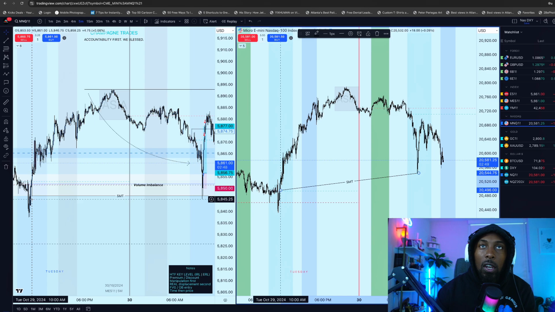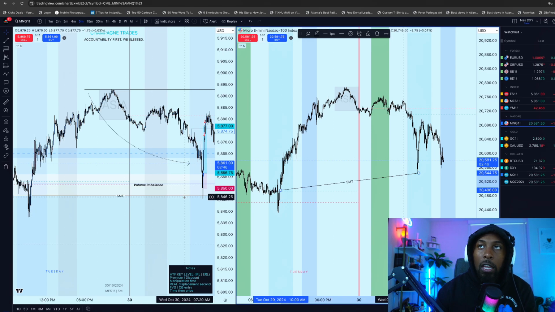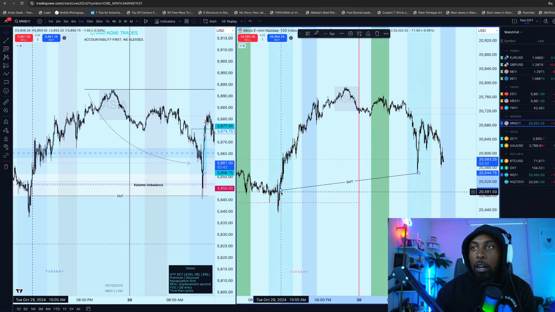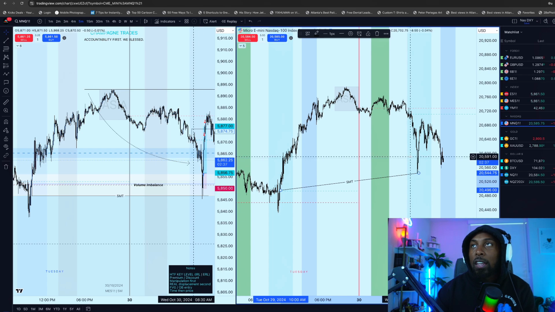But when you look at this 10 a.m. candle open, the swing low right here, you see that ES takes the low. And then you look at the 10 a.m. candle over here, the swing low, you can see that Nas does not get close to the low. So that's bullish SMT. That was another confluence and the reason I took this trade today.